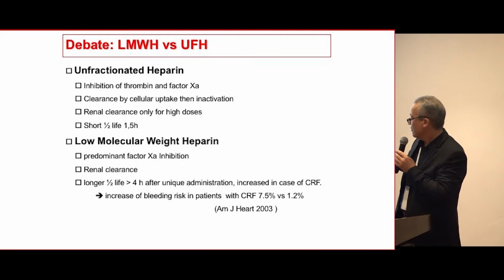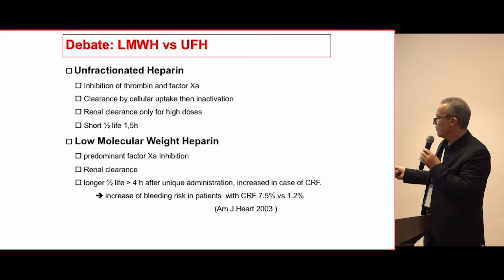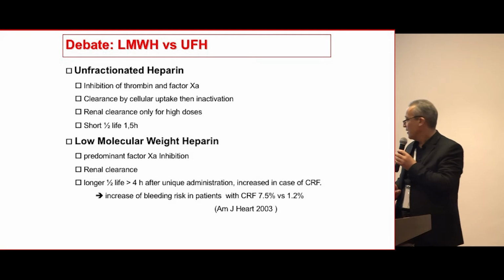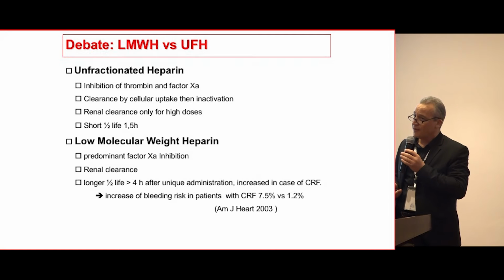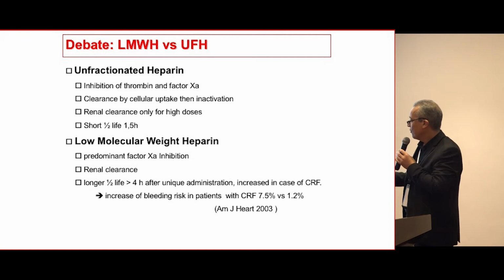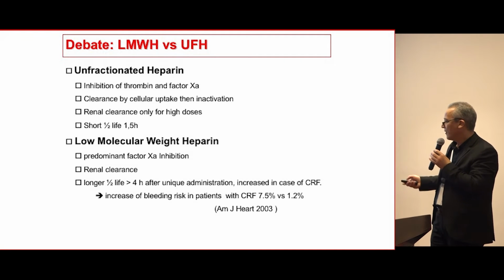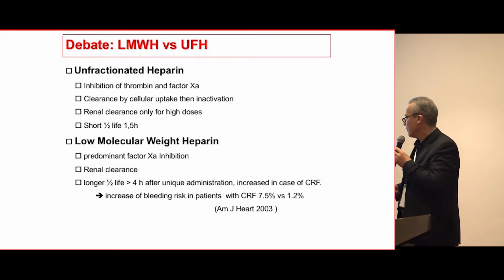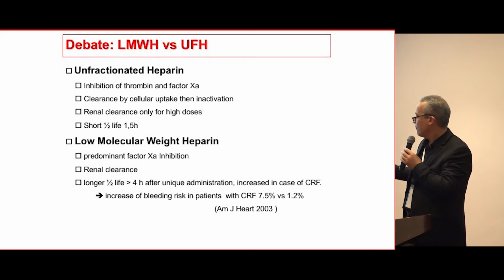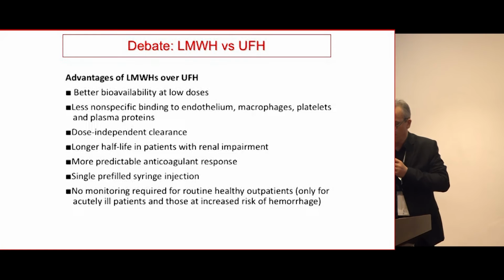The problem is the debate is still open, because unfractionated heparin especially inhibits thrombin and factor 10. Otherwise, low molecular weight heparin predominantly inhibits factor 10. Otherwise, it's not specific. And the problem of low molecular weight heparin is the longer half-life, more than 4 hours for most low molecular weight heparins. Otherwise, the short half-life of unfractionated heparin is very interesting to note in this field.